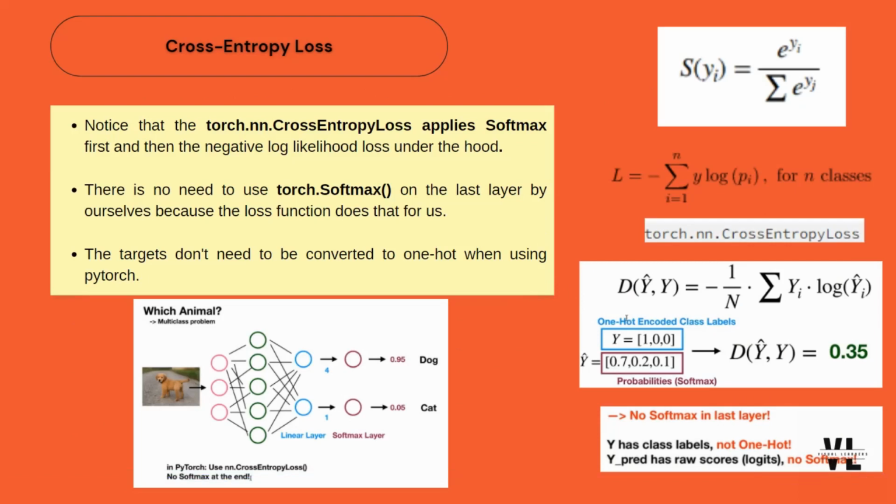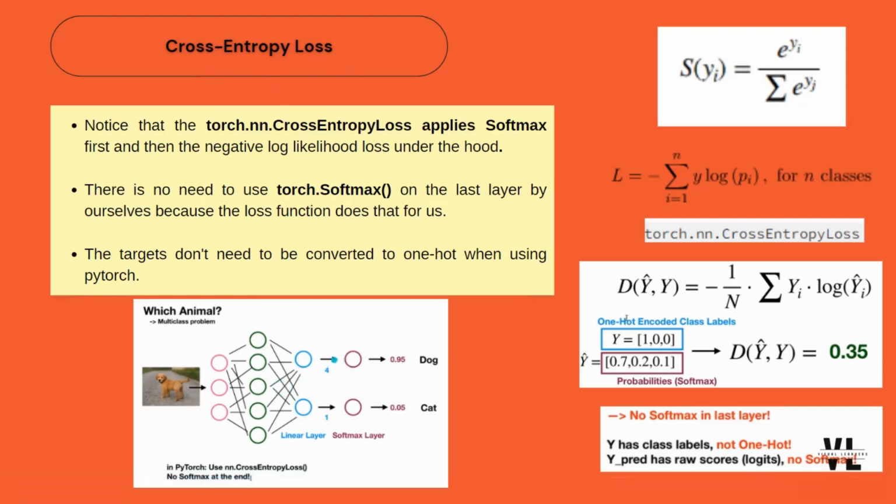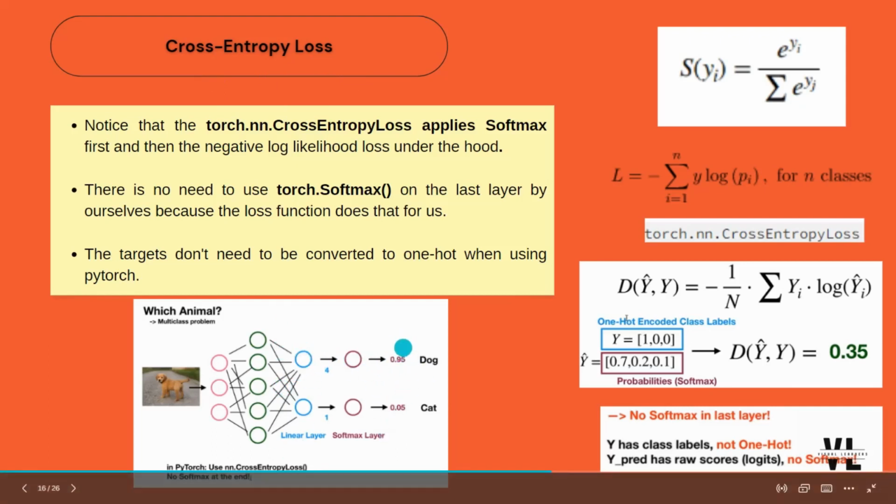There is also another thing that we must note with cross-entropy loss, which is similar to the things that we mentioned for the binary cross-entropy loss. Notice that the cross-entropy loss function in PyTorch applies the softmax first, and then the negative log likelihood loss under the hood. Previously for the binary cross-entropy loss, we were only classifying two classes. But in the case of cross-entropy loss, we might have more than two classes. So we cannot use the previous sigmoid layer to convert the linear layer into probability values that sum up to one.